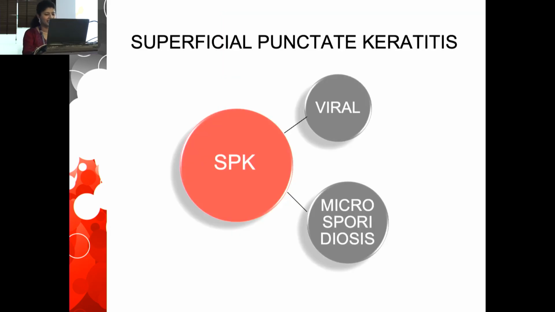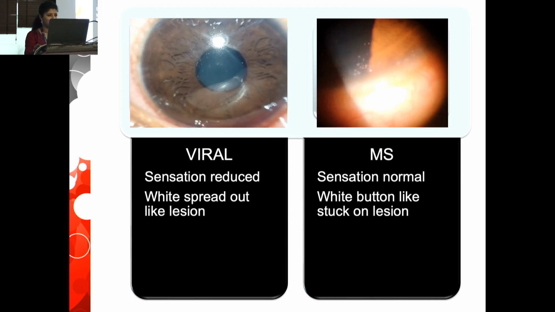Let's start with SPK. SPK is mainly seen in viral and microsporidiosis. In viral, it will be like a small dot with surrounding haze, whereas in microsporidiosis, as Dr. Nadna said, it will have a stuck-on appearance. Still, it might be confusing in some cases, so check sensation. Sensation will be reduced in viral. We can also scrape the stuck-on lesion and send for the microbiologist if you have an option.